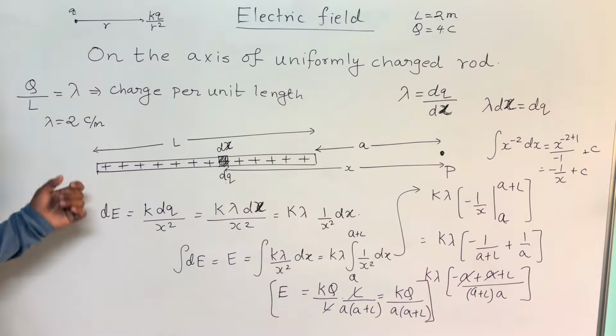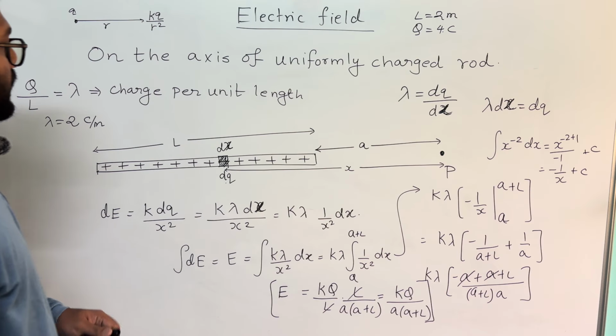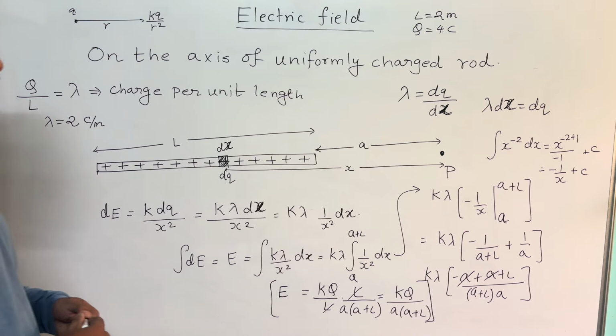Okay. So this was the derivation for the electric field on the axis of the uniformly charged rod.